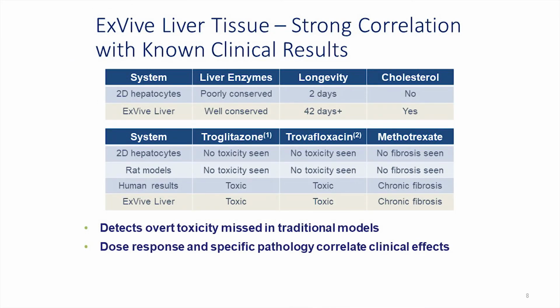So there's a number of things that won't be seen in the hepatocytes because of the poor function. They won't be seen in rat models because of species specificity of the result. And Organovo has predicted a number of those, or shown that the tissue expresses a number of those. So you see for troglitazone and trovafloxacin, which were two of the more dramatic stories of drugs that were withdrawn from the market, or failed in late-stage clinical trials, you see that the tissue predicts those, and importantly shows a nice pattern of methotrexate-induced fibrosis.